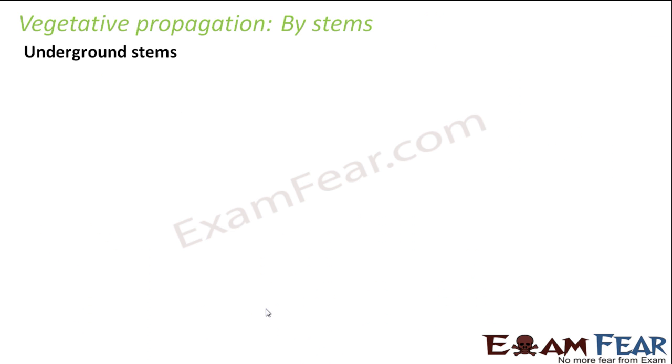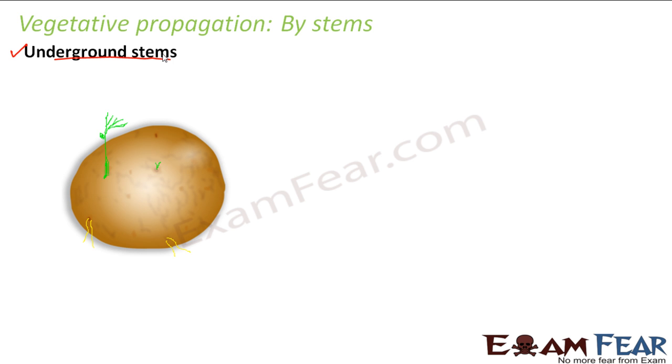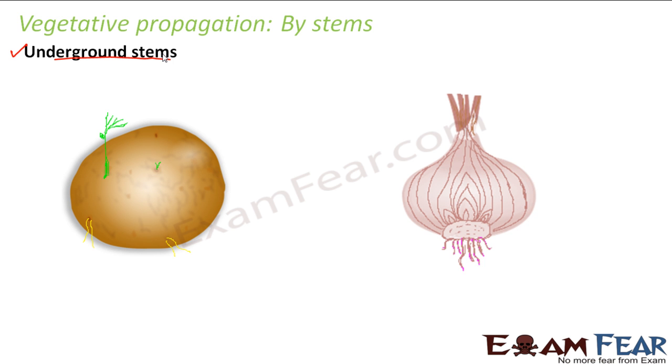Now, in stems, there is another category as well. Runners was one category of stem. There is another category of modified stem which are known as underground stems. There are certain stems which are under the ground, and they also help in growing new plants. So, let us look at some examples here. Some common examples would be potato and onion.